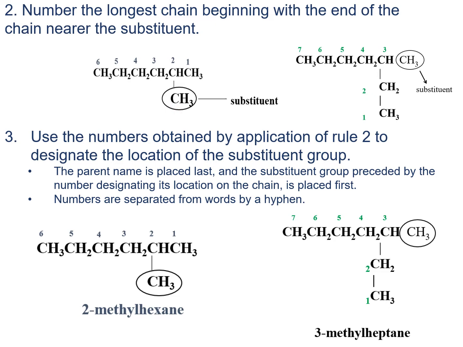What if you numberkan daripada kiri ke kanan, 1, 2, 3, 4, 5, 6. This will be wrong. Because why? Because nanti dekat carbon number 5 baru jumpa CH3. It is too far away. So kita tak akan numberkan daripada kiri ke kanan lah, sebab nanti dia jauh number tu dengan baru dia nak jumpa substituent.